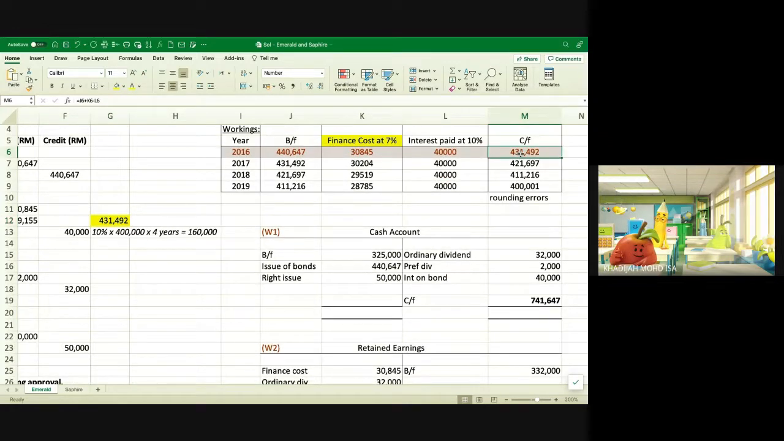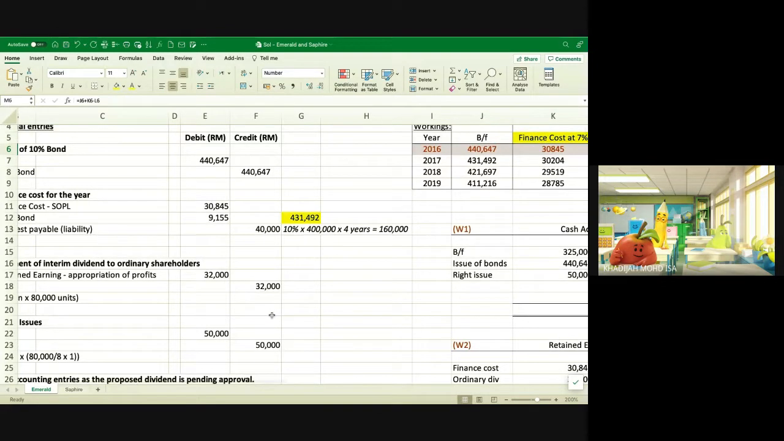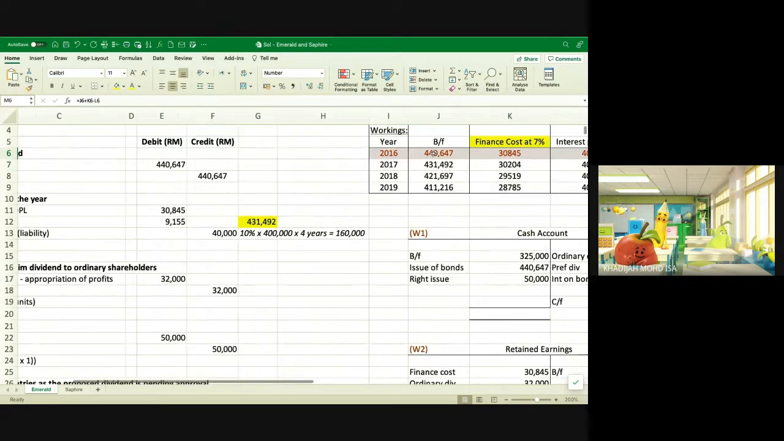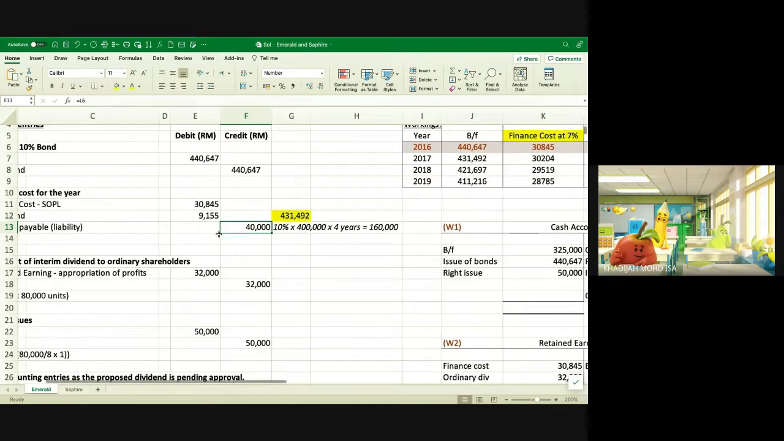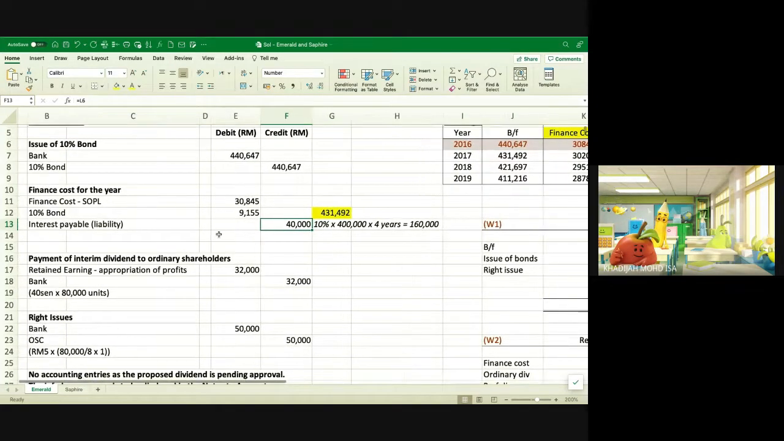It means that your bond is now reduced, it reduces the value of the bond, right? So towards the end of the fourth year, the value of the bond from 440,000 should become 400,000, which is the face value, right? So the one that we are computing here is the interest that you're going to pay later.